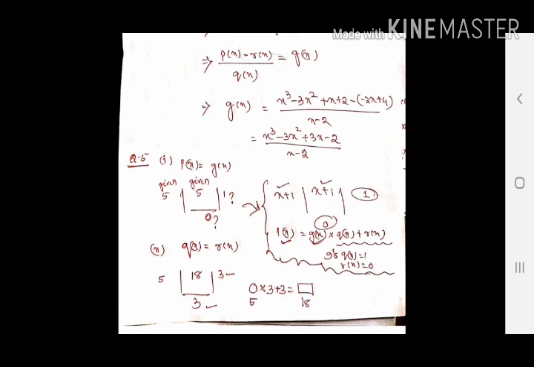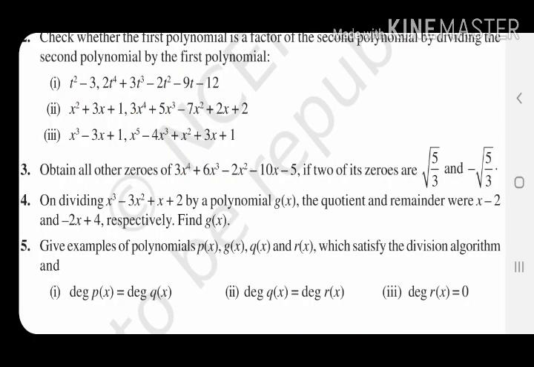Next, we will go to question number 5. Question number 5 is also very easy. Again, we have to be careful to understand the wordings. So, if you read the question, give examples of polynomials p(x), g(x), q(x), r(x) which satisfy the given conditions.